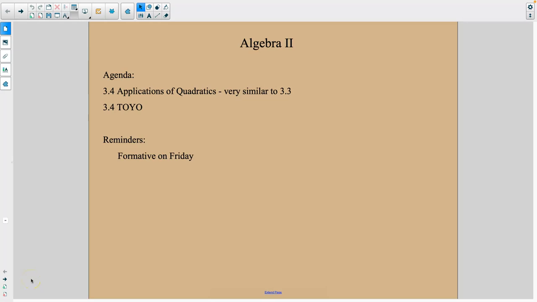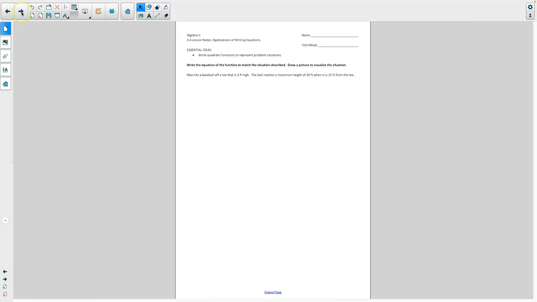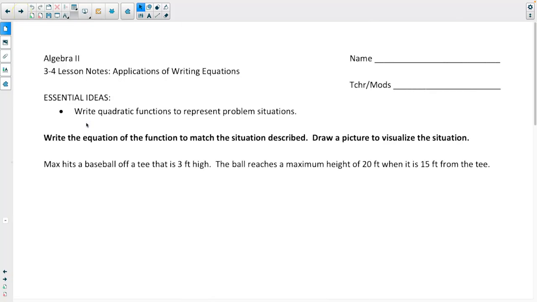All right. So, really easy today. And it's word problems. It's actually not that bad. We will get there. But I do want to point out on the board, we have a quiz on Friday.